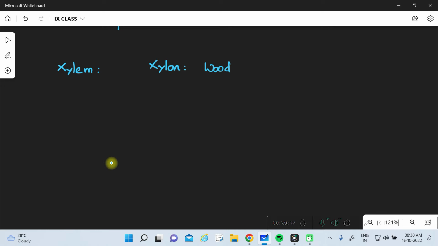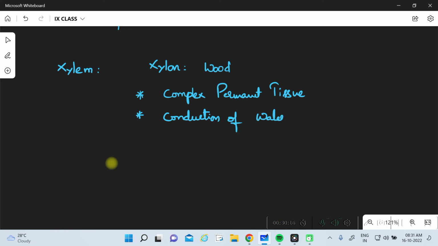So when we deal with the xylem, we need to know that this is a complex permanent tissue. The first point we need to note is it is a complex permanent tissue. Next, it takes part in the conduction of water and minerals inside the plant.